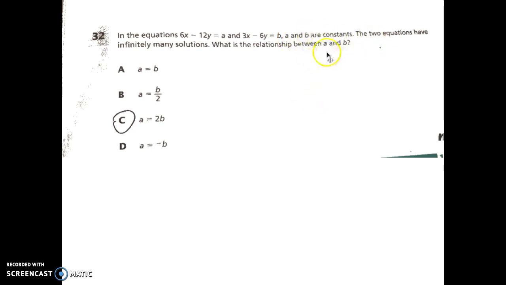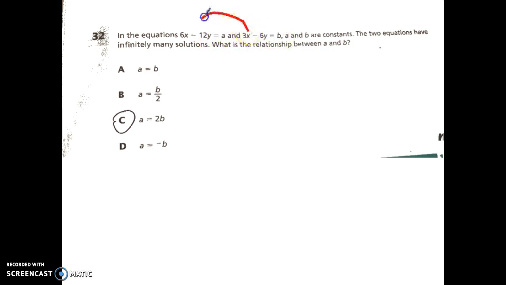What is the relationship between A and B? If it has infinitely many solutions, that means the equations are the same, y'all. So they are exactly the same. 6x minus 12y equals A and 3x minus 6y equals B.